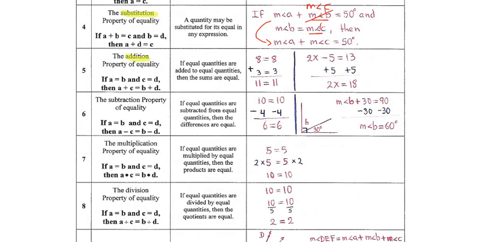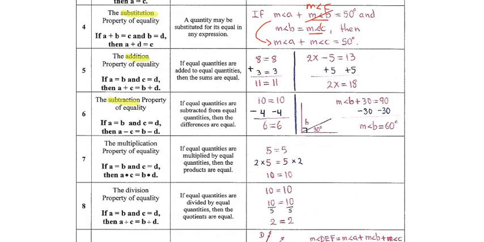In number 6, very similar to number 5, we have the subtraction property of equality, which says basically the same thing but with subtraction. So if you have two quantities that are equal, such as 10 equal to 10, and then you subtract equal quantities from both sides, such as 4 on both sides, then the results are equal, as we see here, 6 equal to 6.